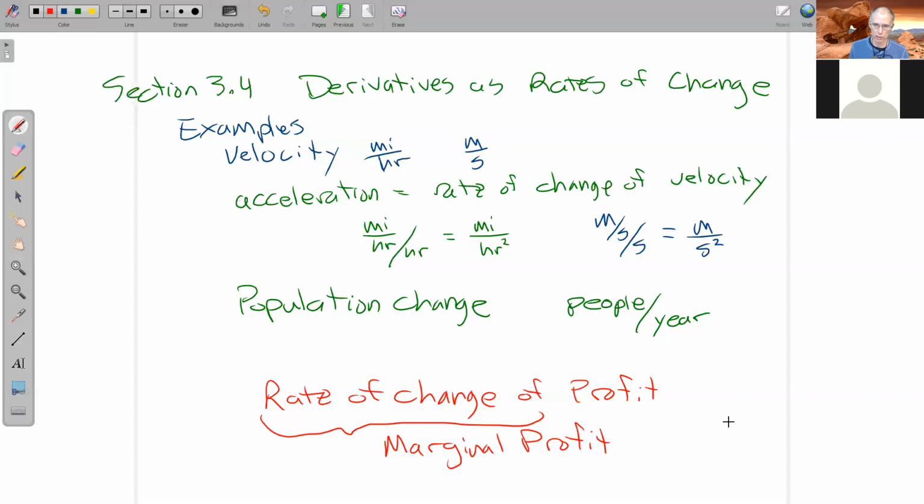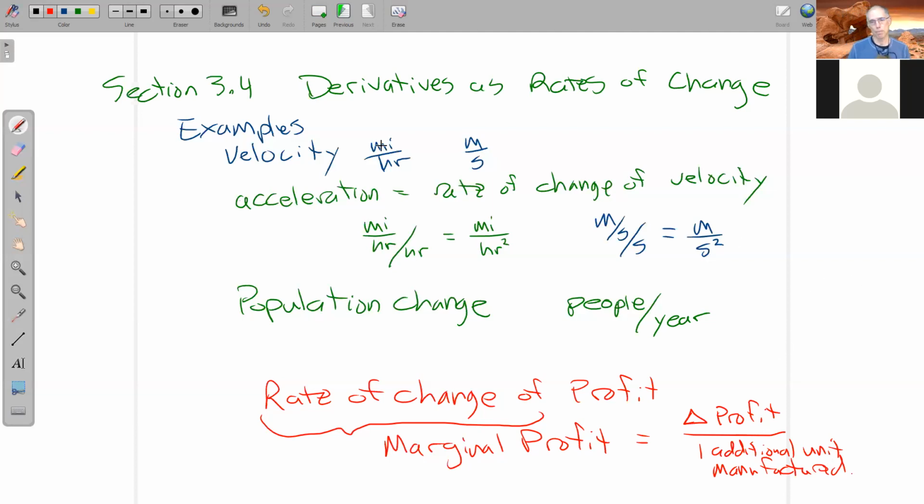And technically, margin of profit is a per unit thing. And so that's a change in profit per unit change. So that would be change in profit per one additional unit, whatever they're building. So we'll look at some examples of each of these today.